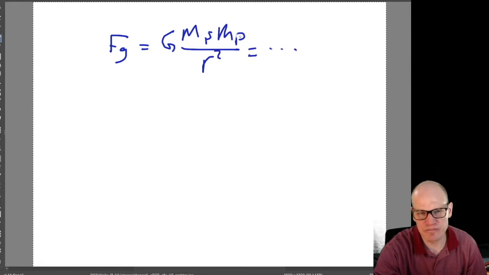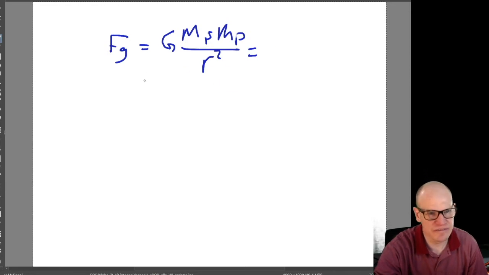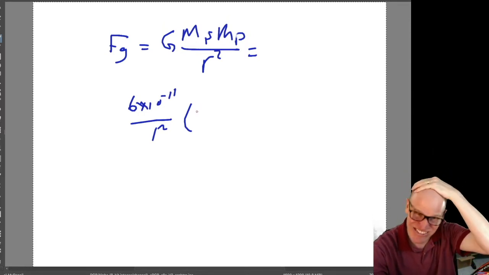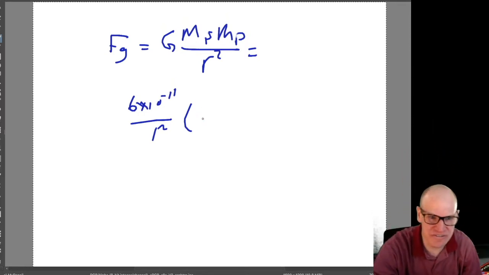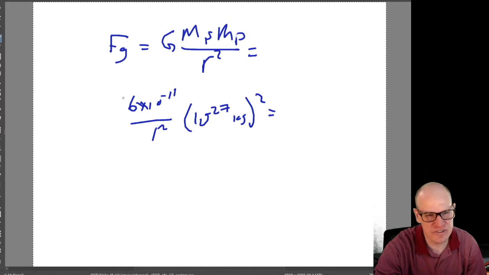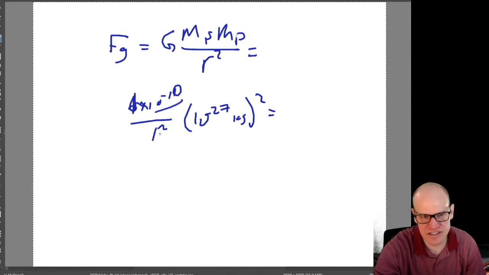The mass of the proton in kilograms, so I guess we can do this. G is 6 times 10 to the minus 11. If you do 1 meter, then that's 1 meter squared in the denominator. The mass of the proton is, I think, 10 to the minus 27 kilograms, 10 to the minus 27 kilograms squared. That's 10 to the minus 54 times 10 to the minus 11. We'll round this up, so it's 1 times 10 to the minus 10. So big G is 10 to the minus 10. You've got 1 meter squared.